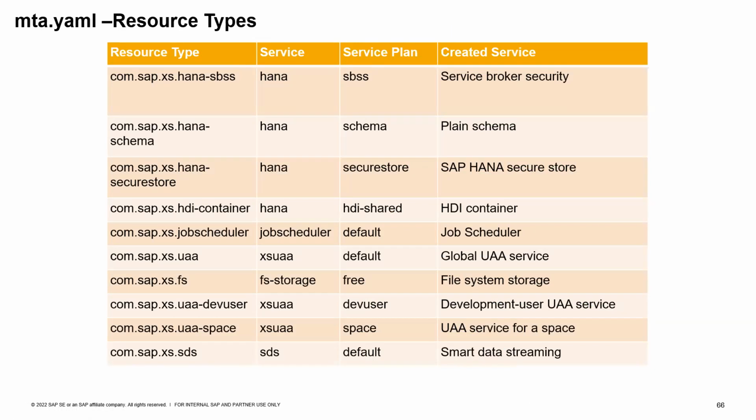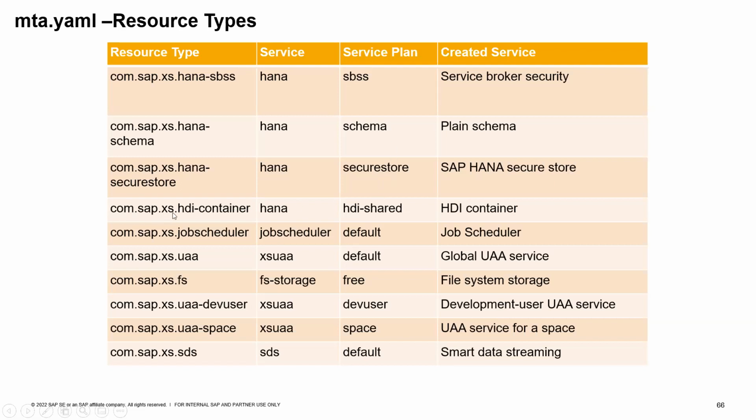So these are different types of resources which are available in BTP. So you see, we just looked at the com.sap.access.hdi container resource for our HDI container. And you also see there's a service and the service plan related to each resource. So com.sap.access is the common prefix for all of these resource types. Then we have some text like HANA SBSS, which means service broker security. So it's available in HANA service and service plan SBSS. We also have the access HANA schema resource for the schema based service plan.